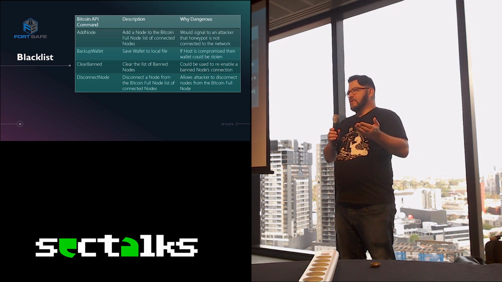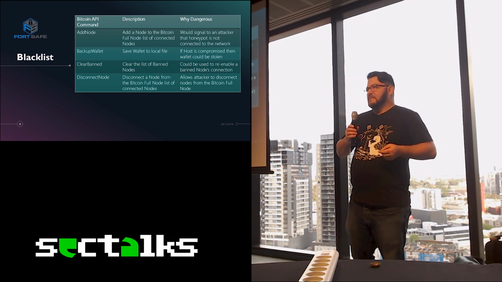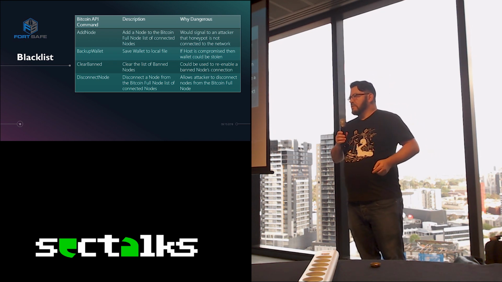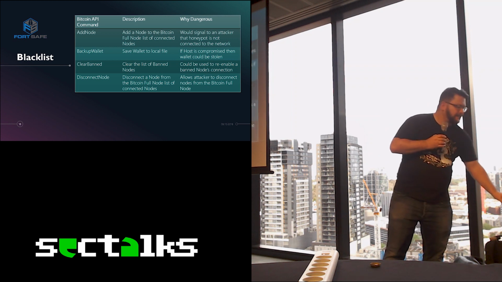Likewise, backup wallet saves the wallet to a local file on the computer. If the host is compromised, then the wallet could be stolen, so we don't let them do that. Clear ban and disconnect node are associated with ban lists and nodes, and so we simulate them as we were talking about before.